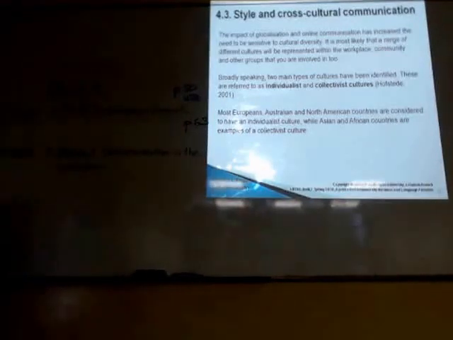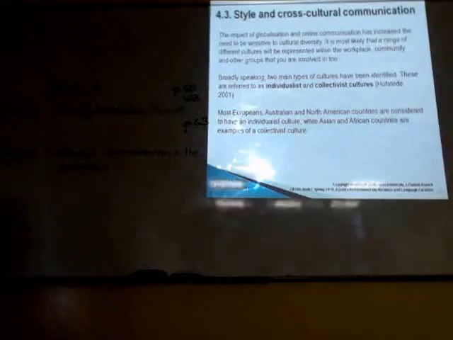The word cultural diversity is very important. It is most likely that a range of different cultures will be presented within the workplace, community, and other groups that you are involved in too. Broadly speaking, two main types of cultures have been identified. These are referred to as individualist and collectivist.